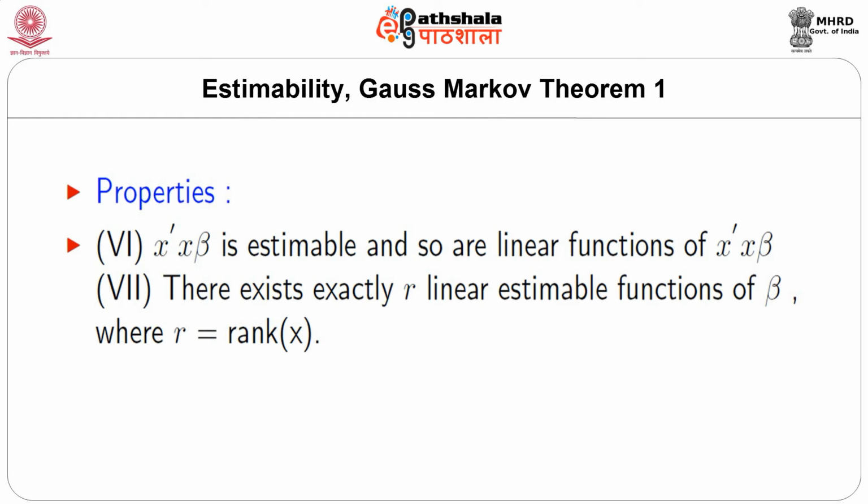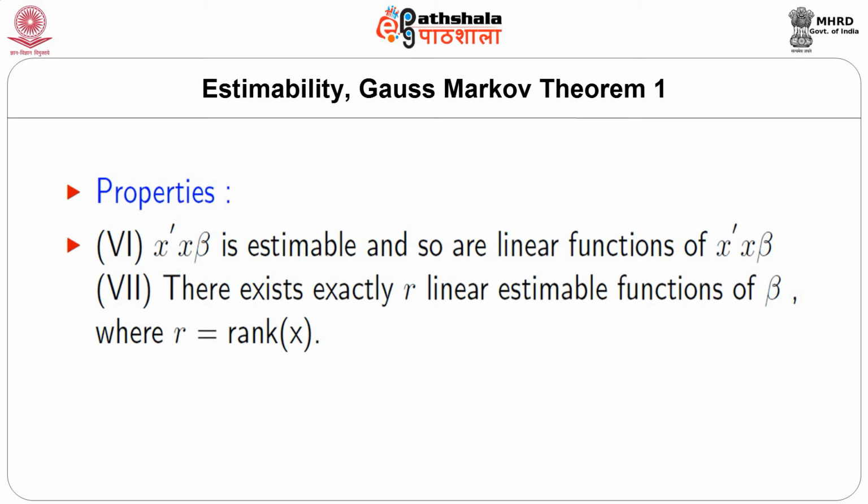Now, the next two properties are stated first without proof. Property 6: X transpose X beta is estimable, and so are the linear functions of X transpose X beta. And property 7: there exist exactly R linear estimable functions of beta, where R equals the rank of X. Now, this statement requires some further explanation. It is not true that there are only R linear estimable functions. What is true is that the dimension of the space equals R.